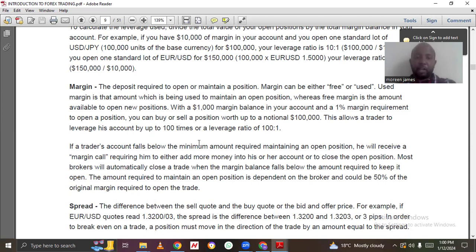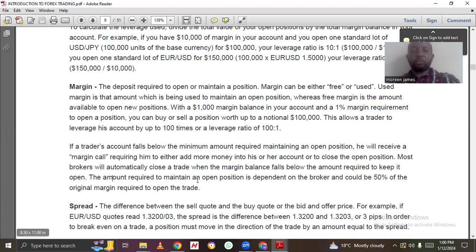If a trader's account falls below the minimum amount required to maintain an open position, you will receive a margin call. A margin call means you have over leveraged. Over leverage means the positions cannot hold any longer. That's why you hear a margin call, requiring the trader to either add more money into his or her account or close the open position. Most brokers will automatically close a trade when the margin balance falls below the amount required to keep it open.